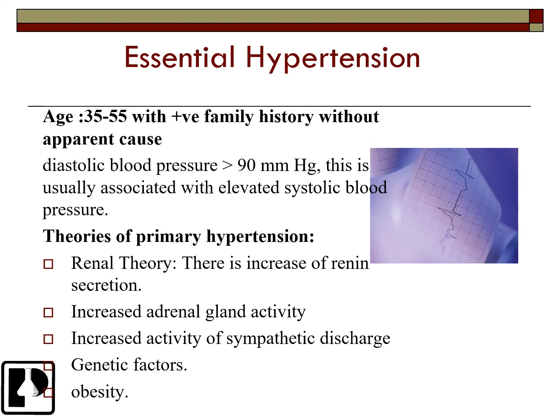Another theory is increased adrenal gland activity. As you all know, the adrenal gland secretes adrenaline and noradrenaline, and these substances cause vasoconstriction and elevate the blood pressure. Also, increased activity of the sympathetic discharge: sympathetic stimulation leads to vasoconstriction of the blood vessels and also leads to hypertension. Genetic factors, like obesity and family history of hypertension, and obesity itself leads to hypertension.